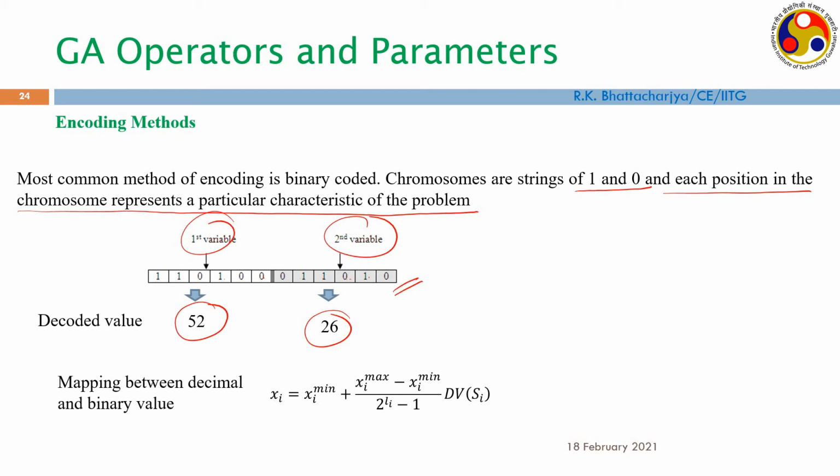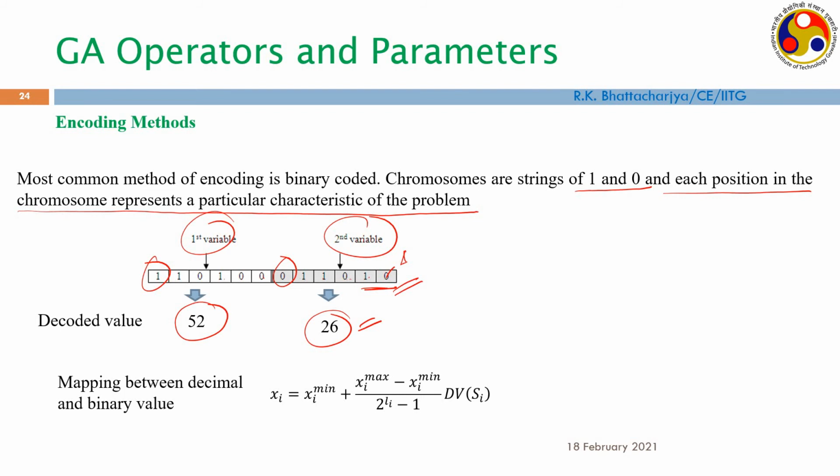Now if I change any bit, say this one is changed to 1, then this value will change. But if this value is changed, the value will change only slightly, since these are the less significant bits. So the corresponding change in the solution will be very small, and you get a solution near to the original. But if something is changed here or here, the corresponding change in the decoded value will be very high.